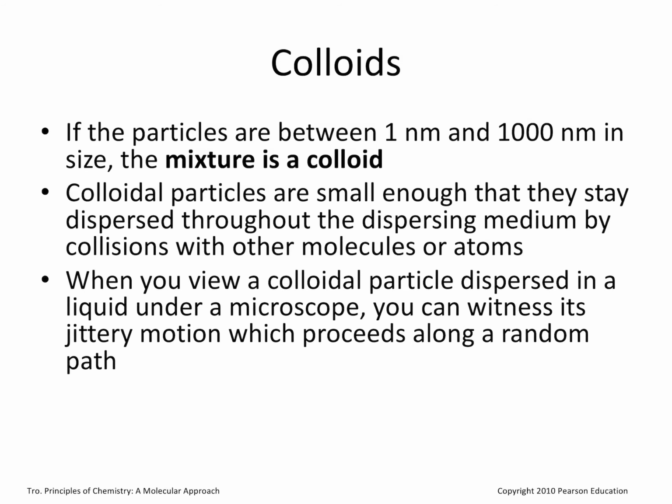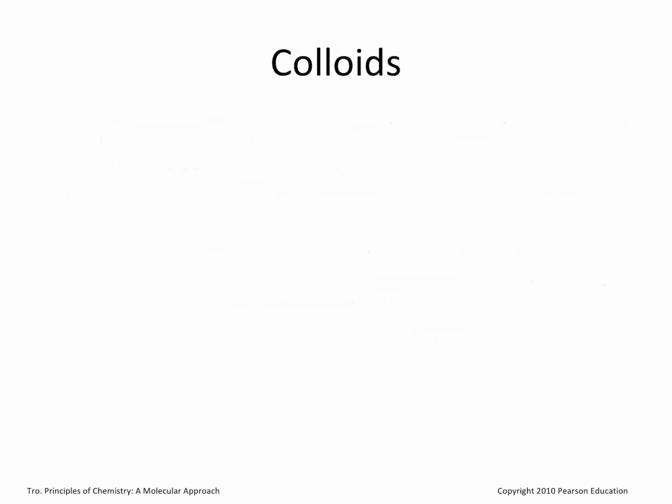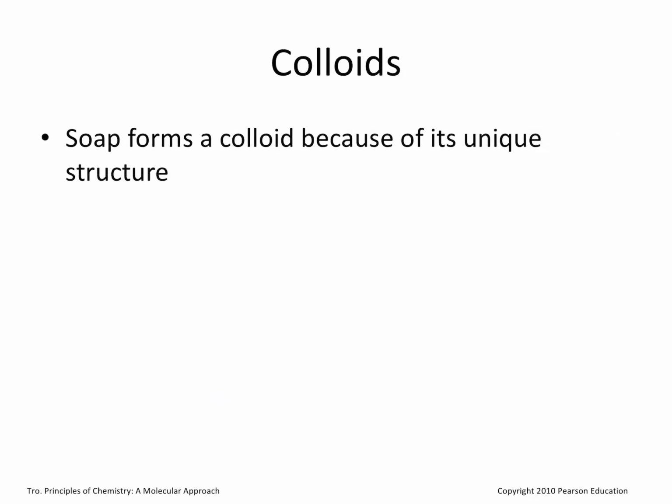So colloidal particles are small enough that they stay dispersed throughout the dispersing medium by collisions with other molecules or atoms. When you view a colloidal particle dispersed in a liquid under a microscope, you can witness its jittery motion. So you can see the random path that these take. That's called Brownian motion. It's caused by collisions of the colloid with molecules in the liquid.